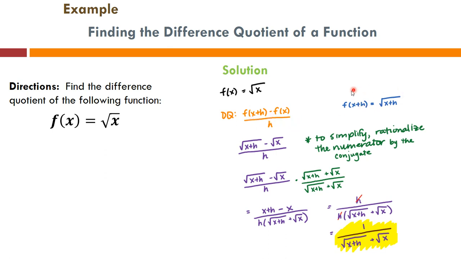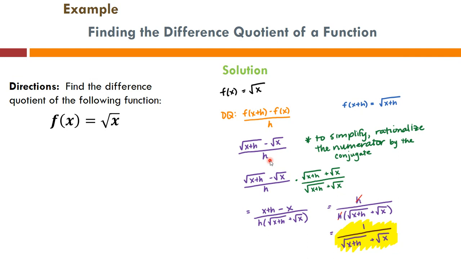And over here to the side, I'm always going to figure out what f of x plus h is first. So that means that everywhere in this function where I saw an x, I'm going to replace it with x plus h, which gives me the square root of x plus h. Okay. Now I have everything that I need to plug into the formula. So I plug in the f of x plus h part, minus f of x, which is the definition that they gave me, square root of x, all over h.